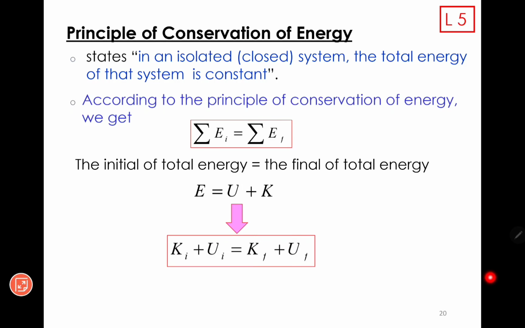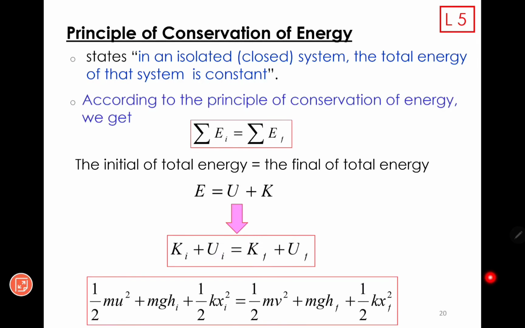So what do we have? K initial plus U initial equals K final plus U final. By expanding the equation, what do we get? Half m u squared plus m g h initial plus half k x initial squared equals half m v squared plus m g h final plus half k x final squared.